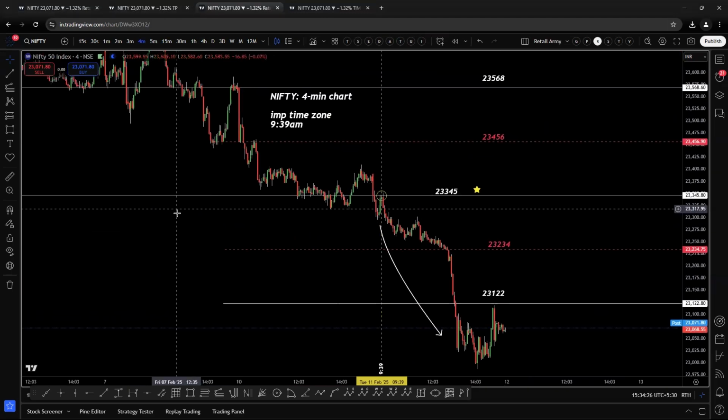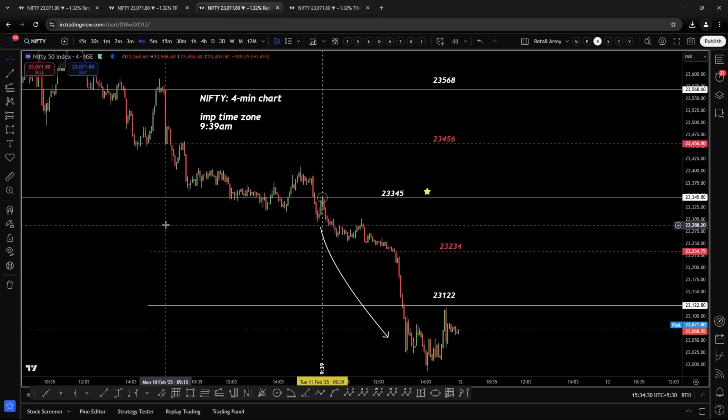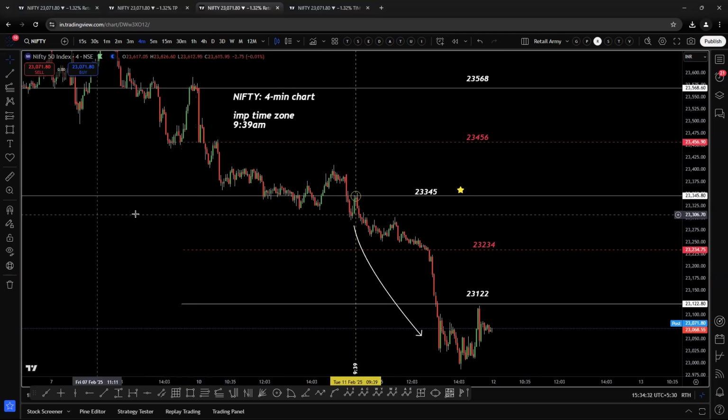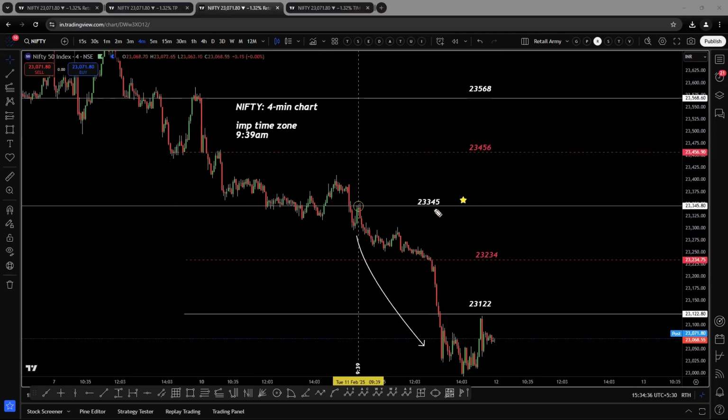Today, what happened was a clear-cut example of the power of the system which we follow, price and time. Exactly at 9:39 a.m., price went and touched one of the levels, 23,345. This became our vibration level. Now, this vibration level is very simple. What do we want to see? We want to see if price is traveling up or down. We can make a bias like that.